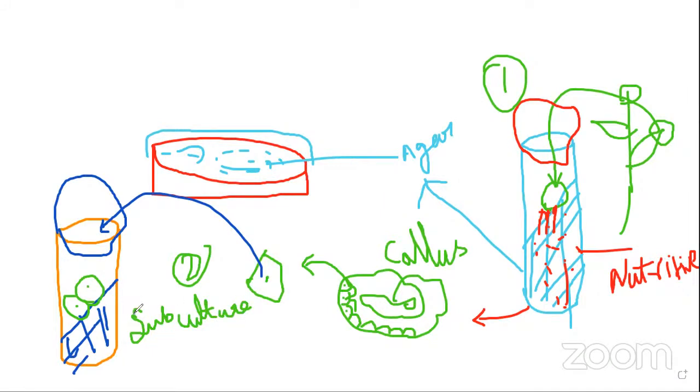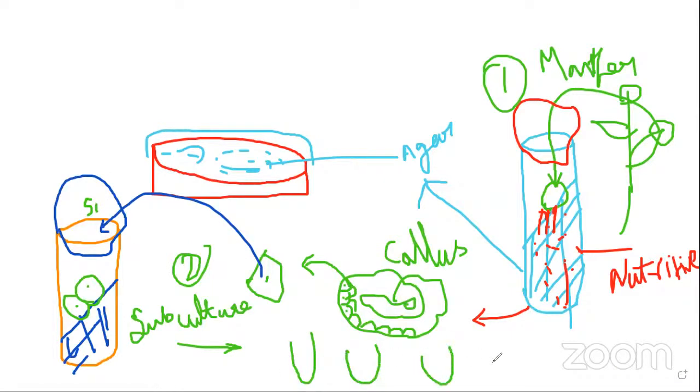So don't forget, my dear, this one is the mother culture, and this one is called a subculture. After the callus formation, we can do it again. With subculture, there will be a serial dilution. Take any one of the serial dilution test tubes: this is number 1, subculture 1, S1, otherwise called sample 1. Likewise, you can make S1, S2, S3, S4, and S5.